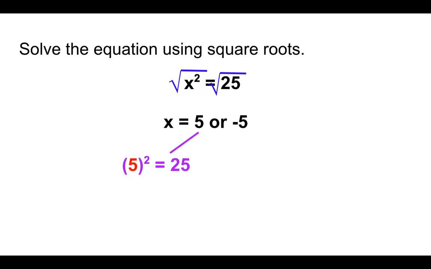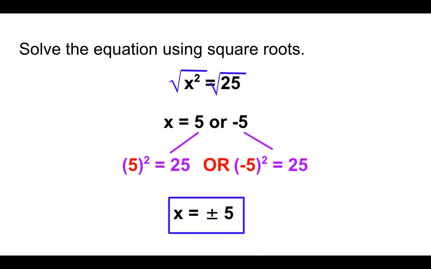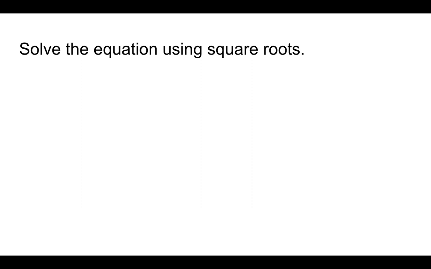The reason for that is because if you plug in positive 5, 5 squared is 25. Or if you plug in negative 5, squared is also 25. When you square a positive or a negative, you automatically get a positive. So to write this as our final answer, we say x equals plus or minus 5, and we can use that plus or minus symbol. If you notice, the x squared is by itself on the left side. You can use square roots when you have terms that look like this.